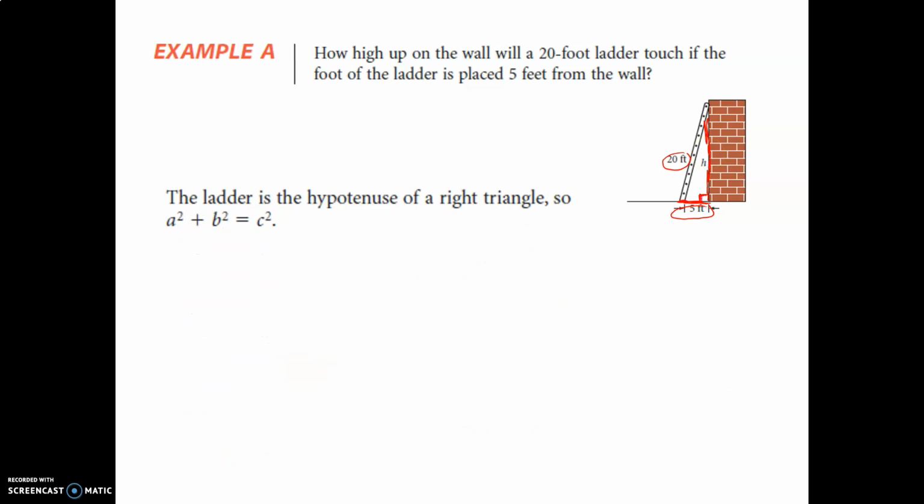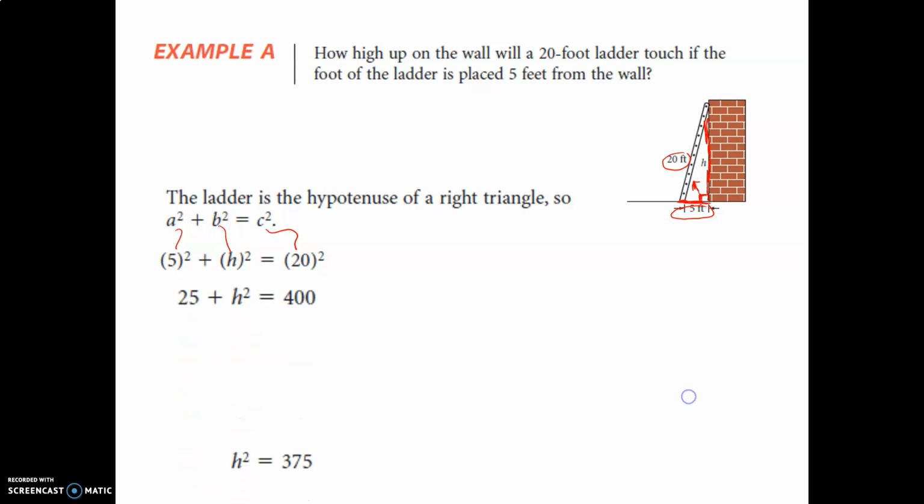So I said I can use A squared plus B squared equals C squared in this right triangle. The hypotenuse across from the right angle is 20. So that's my C, and it doesn't matter where I put the 5. I could put it in as A or as B.